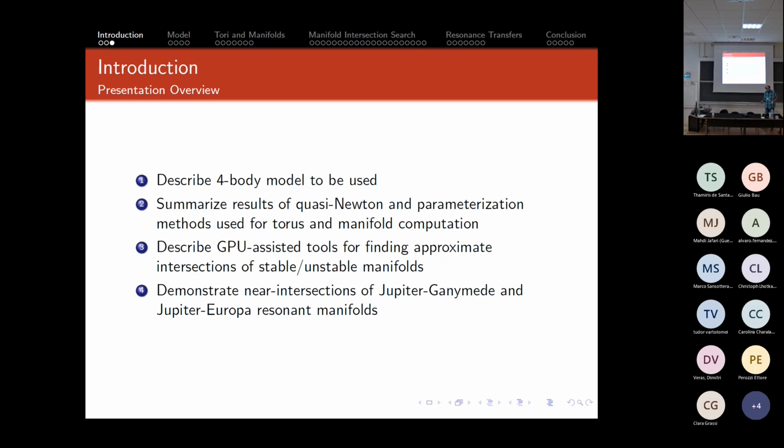So in this talk, we're going to start out with describing the dynamical model that we use. After that, I'll briefly summarize some of the results of earlier work on computing tori and manifolds. After that, we'll talk about the method for actually finding approximate intersections of the manifolds, and then talk about some preliminary results we have on near intersections. We're still looking for true intersections of Jupiter-Europa and Jupiter-Ganymede resonant invariant manifolds.